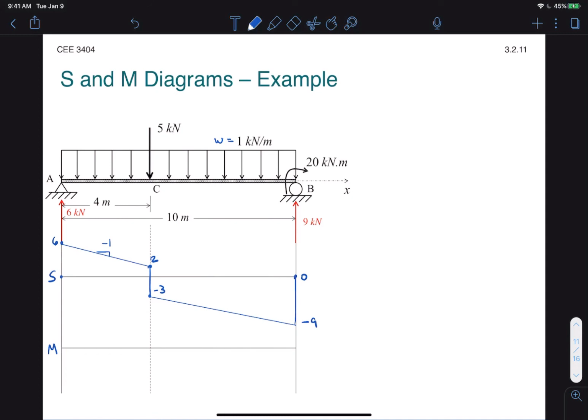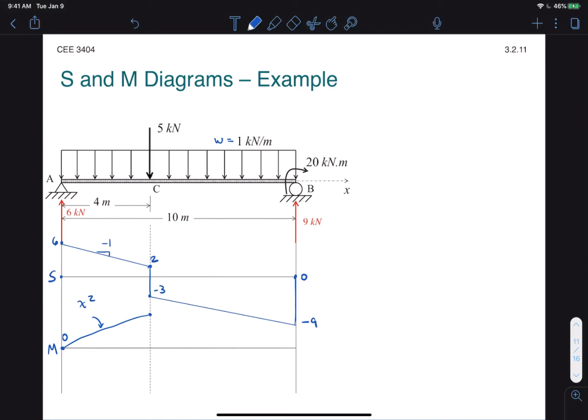Now we move into the moment diagram. We know that the shear represents the slope of the moment diagram. So that means that the moment diagram is going to have a quadratic shape, since the shear has a linear shape. And because our shear is decreasing over time, that means that the slope of our moment diagram will be decreasing over time. So it will have a quadratic shape in this way. So we know that the moment at A is 0 because there is no moment at that support. But we must calculate what the moment is at C.